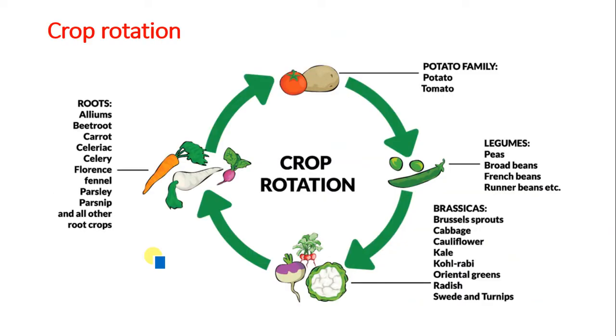So another method is crop rotation. Crop rotation is when you cultivate different crops in different seasons on the same plot of land. So you see, like here, you first have root crops. Then the next season you cultivate potato and things like tomato. Then the next season you cultivate legumes: pea, broad beans, fresh beans. Then brassicas like cabbage, cauliflower, and the rest. So in different years, different crops, you rotate it. And this helps to improve the soil structure, maintain the soil fertility, and also reduces soil erosion.